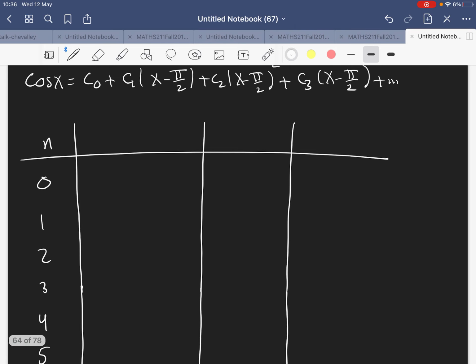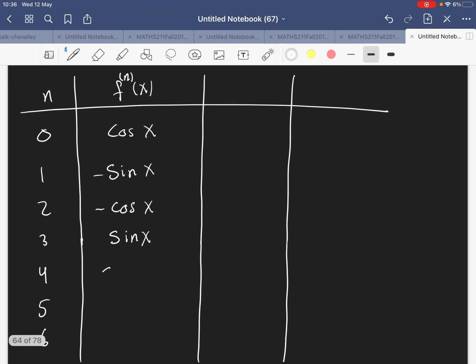And then the nth derivative. So we start with cosine x. Next derivative is minus sine x. Next derivative is negative cosine x. Next derivative is sine x. And then I will get back to cosine x. Let me do it in a different color so that you can see what's going on here.